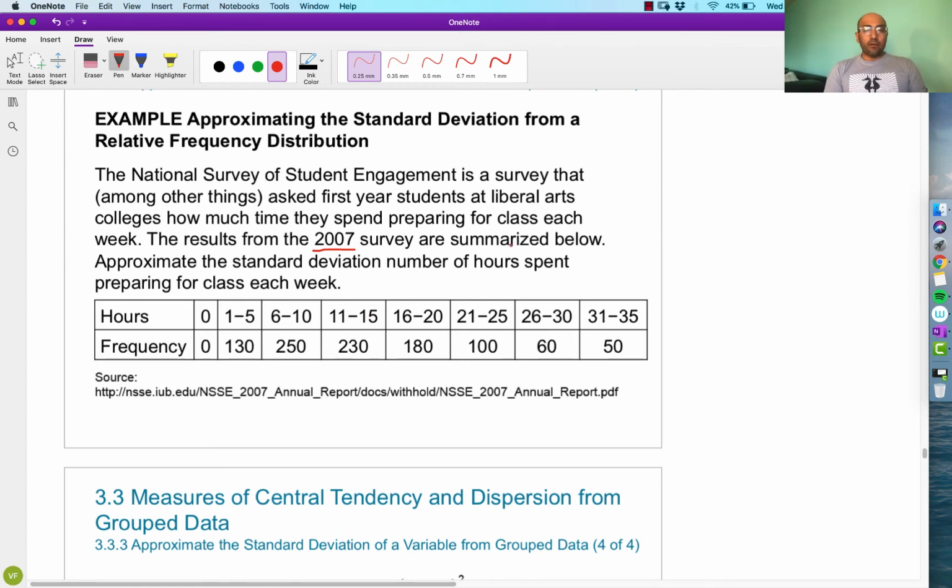So keep in mind, just to be clear on what this means, the original raw data, you can kind of imagine it over here, raw data. You can imagine someone out there on campus with a clipboard asking people to answer this question. Excuse me, do you mind if I ask you, how many hours do you spend preparing for class each week? Somebody said, I don't know, maybe 7 hours. Somebody else said, oh, I don't know, I spend maybe 13 hours. I spend about 27 hours. I spend about 3 hours, right?